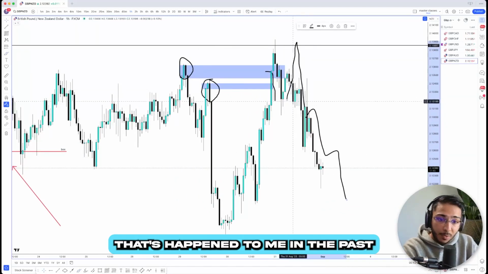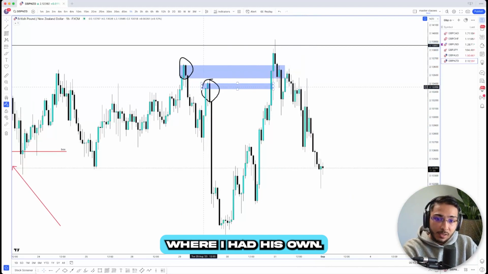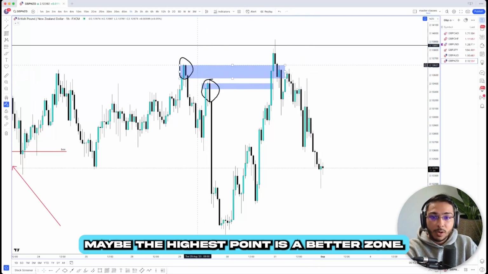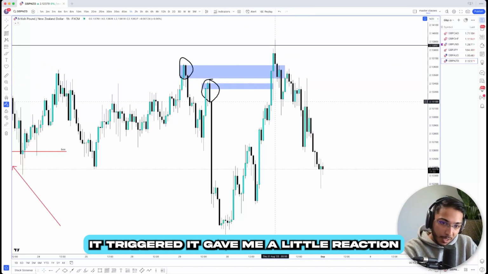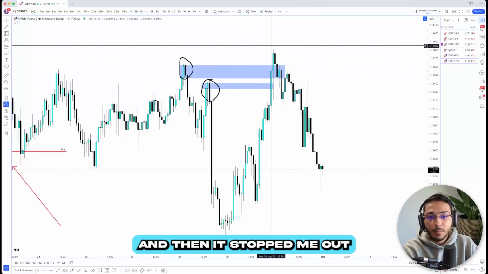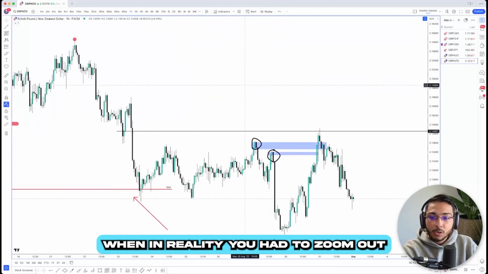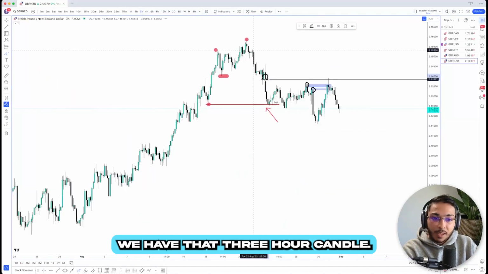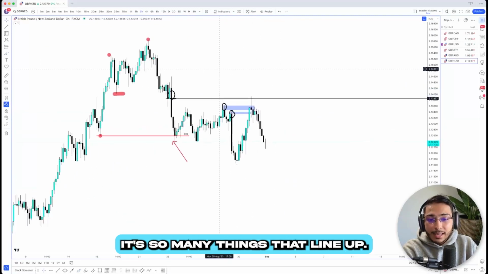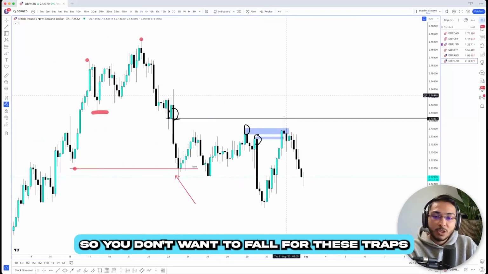I can say that that's happened to me in the past where I had a zone. Maybe I thought, hey, maybe the highest point is a better zone. Price came through my zone, it triggered it, gave me a little reaction, and then it stopped me out. When in reality, you've got to zoom out and see the bigger picture. On this lower time frame, there's an imbalance here. On the higher time frame, we have that 3-hour candle. So many things line up, so you don't want to fall for these traps either, guys.